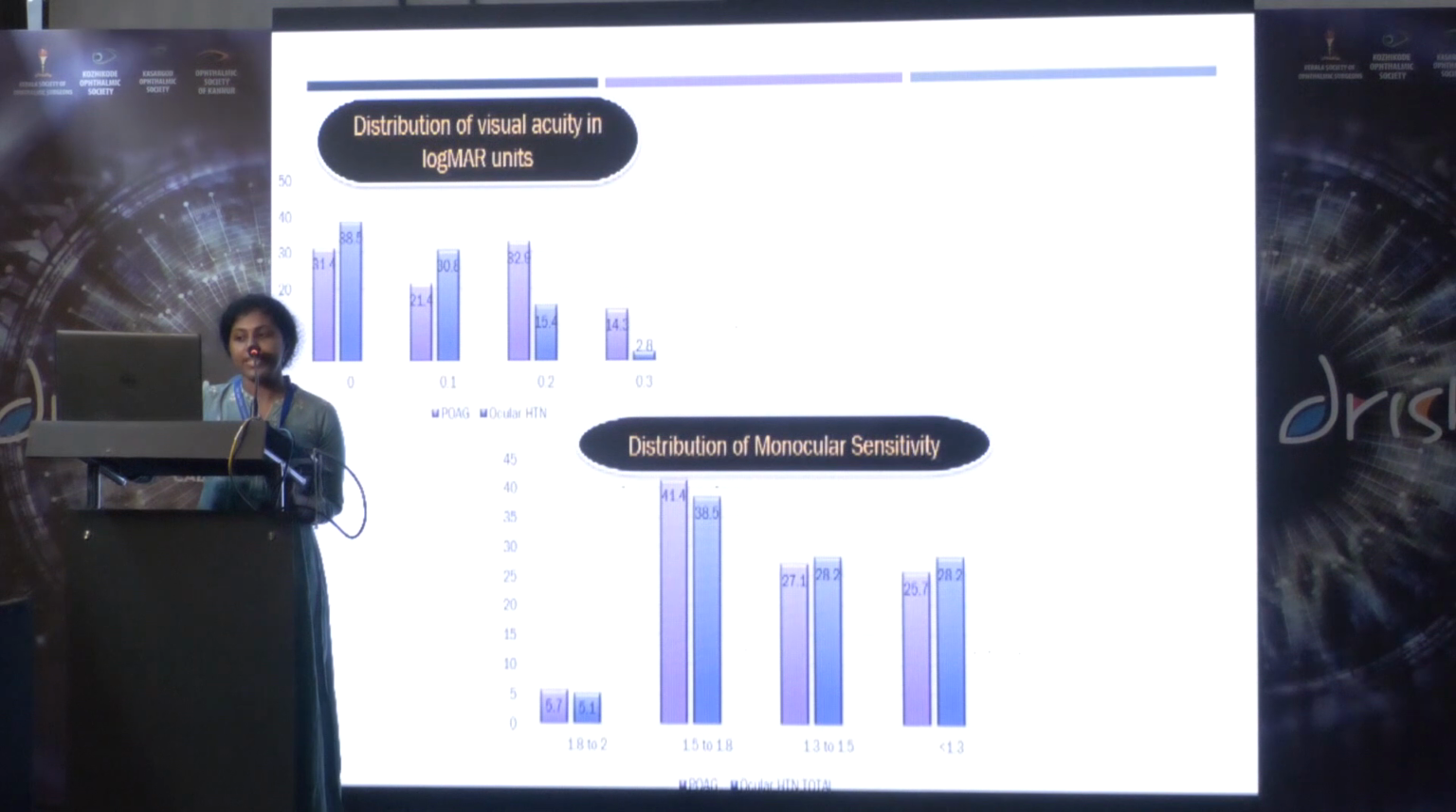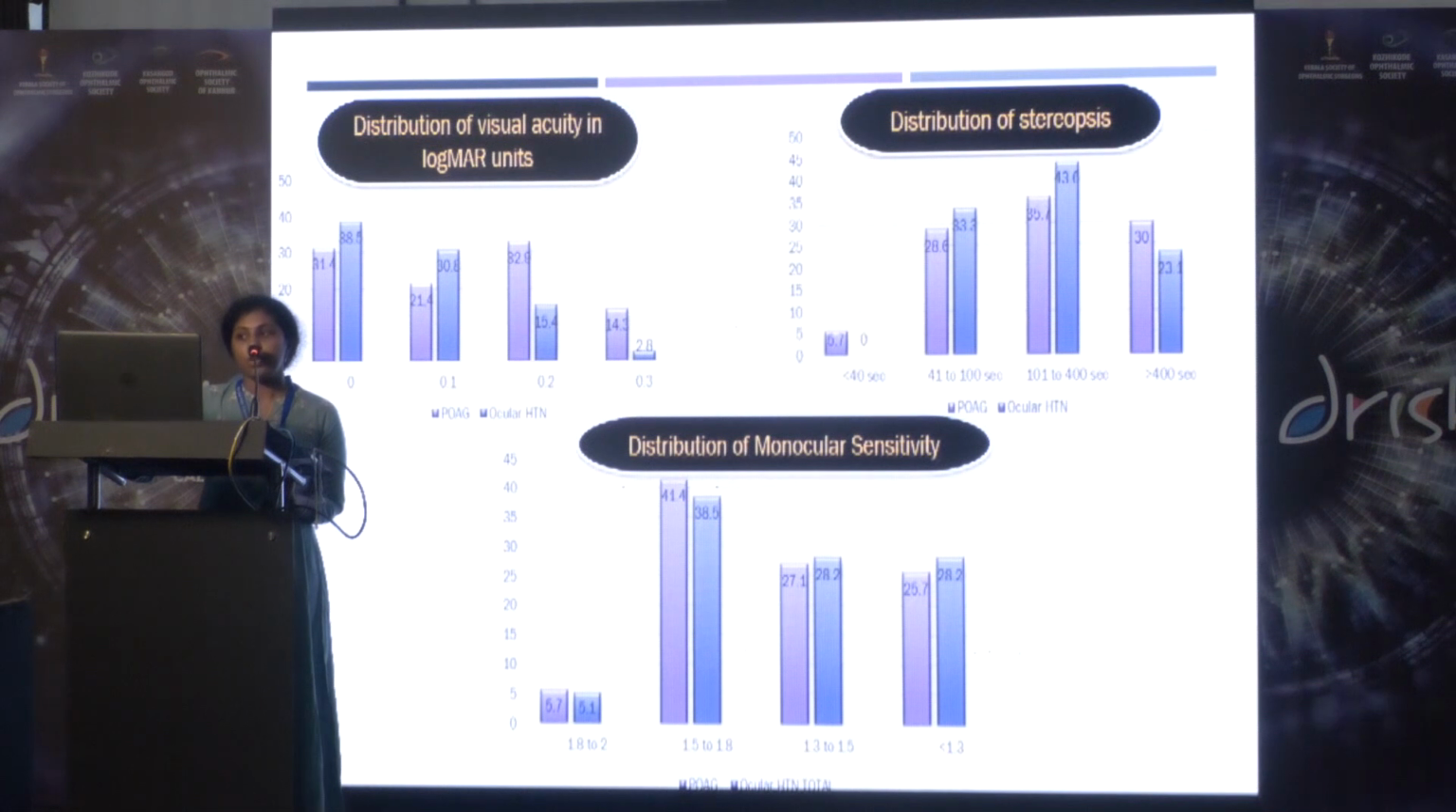Distribution of monocular contrast sensitivity: the majority of my POAG and ocular hypertensive patients had a monocular contrast sensitivity in the range of 1.5 to 1.8. The majority of my patients had a stereopsis in the range of 101 to 400 seconds.